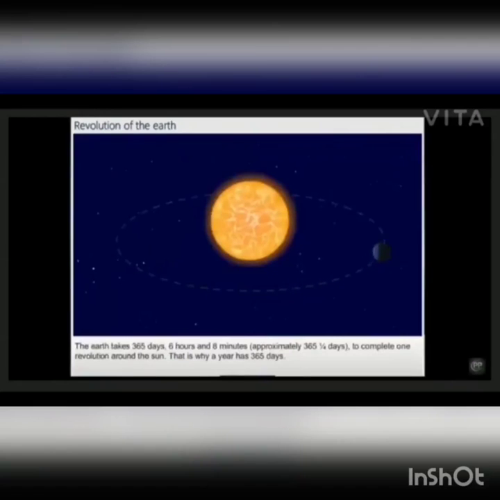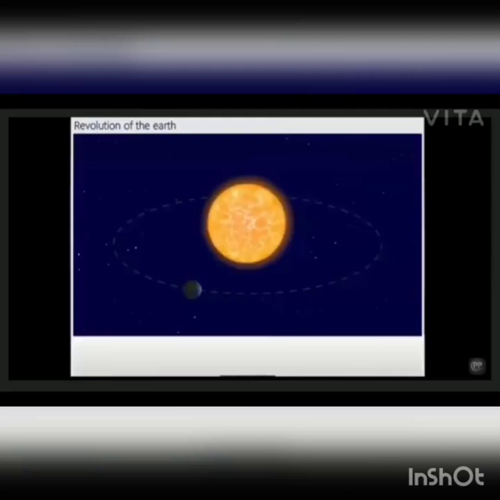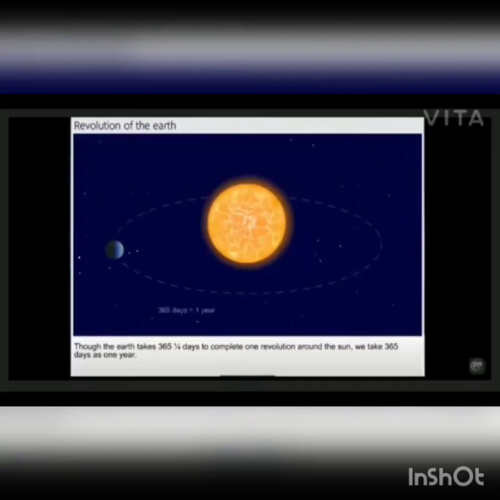The Earth takes 365 days, 6 hours and 8 minutes, approximately 365 and a quarter days, to complete one revolution around the Sun. That is why a year has 365 days. Though the Earth takes 365 and a quarter days to complete one revolution around the Sun, we take 365 days as 1 year.